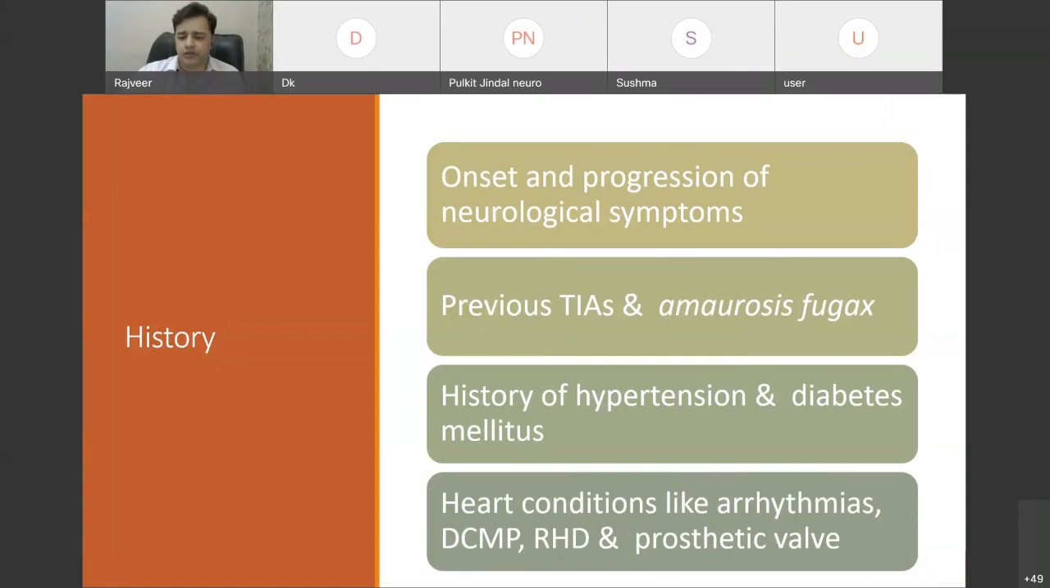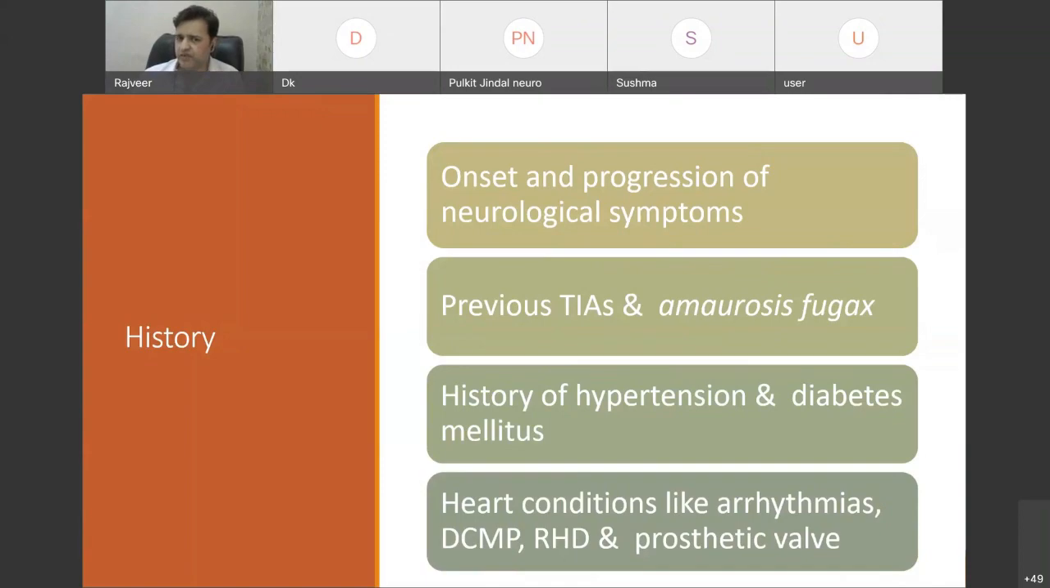So, how do we take the history of these kinds of patients? First, we should always inquire about the onset. Exact onset is very important, not only for diagnosis but also for the management of the patient, especially stroke patients. We should ask for the exact onset and whether there is any progression or the symptoms are static.